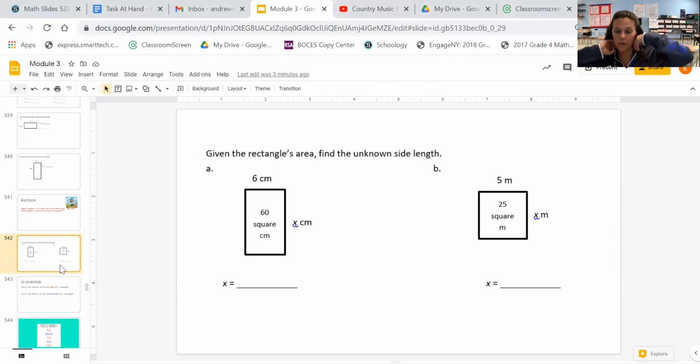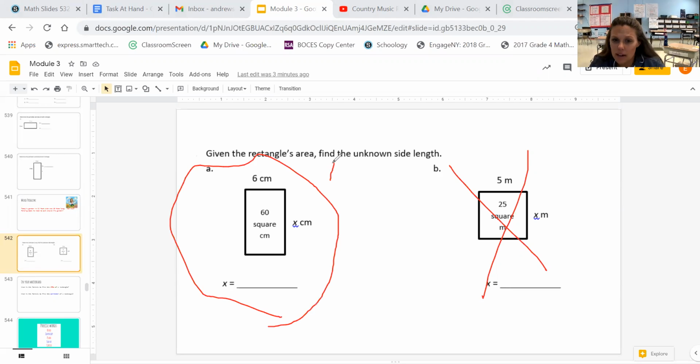All right, we have one more. This one we started yesterday where they give us the area, but we need to find that unknown side. So in this case, you don't have to do B. I'll cross that off for you because we did that yesterday as our exit ticket. But I want you to try A. We already know that area means length times width. So if we already know the area is 60 square centimeters and we know the length is 6, how do we find that missing side of x? Okay, so I want you to think about an inverse operation here. Try it and then check back with me, okay?